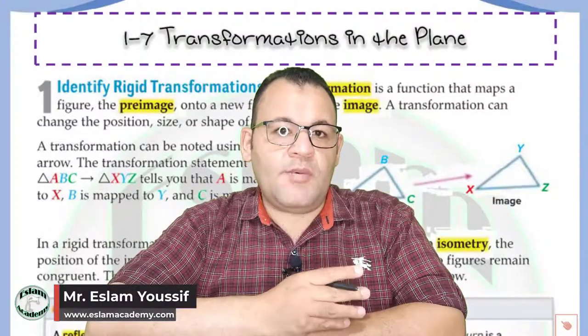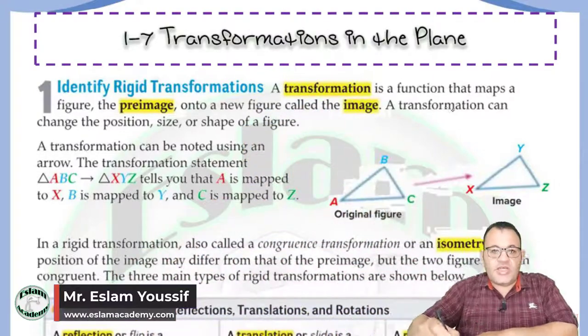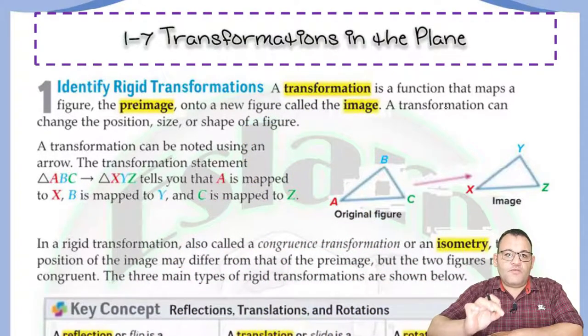In this video, we are talking about transformation in the plane. What is the meaning of transformation? Transformation is a function that maps each point of the figure onto a new figure called the image. The original figure is called the pre-image. So we are finding a new shape the same as the original one.